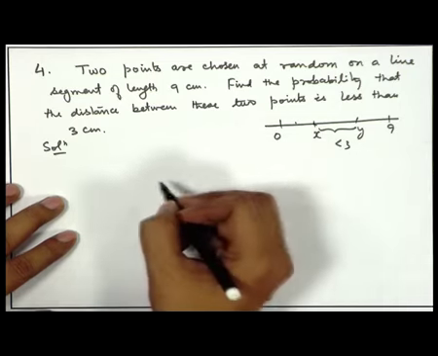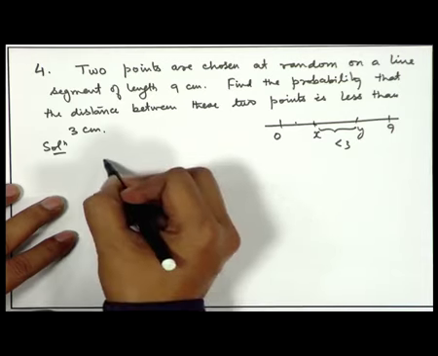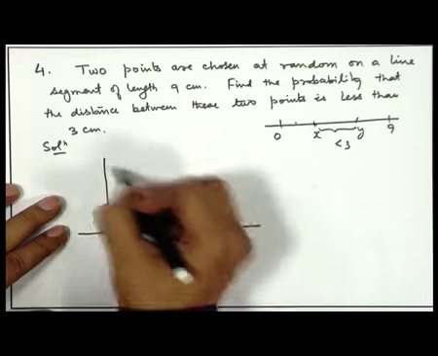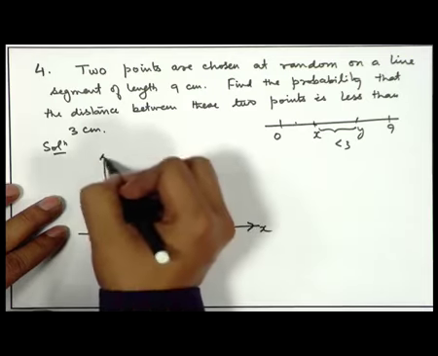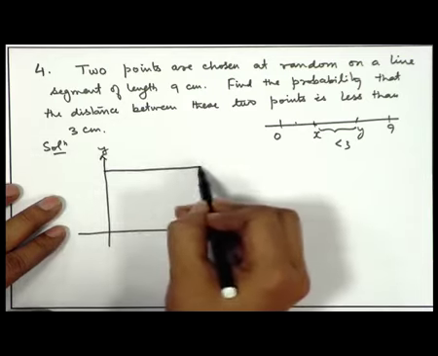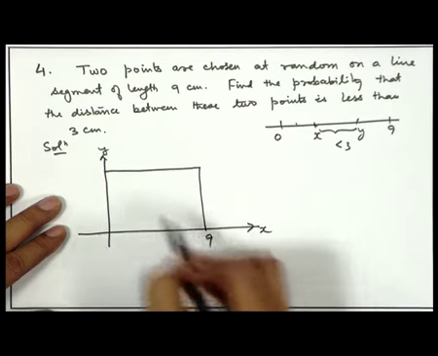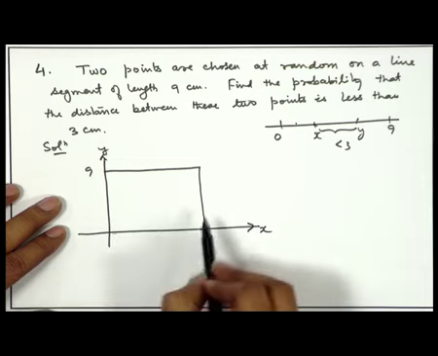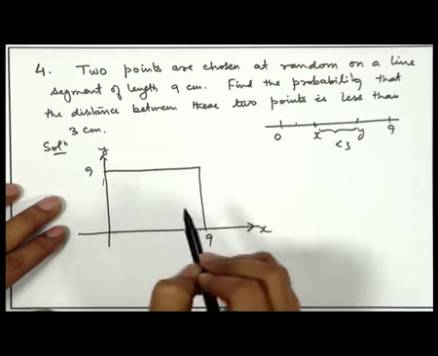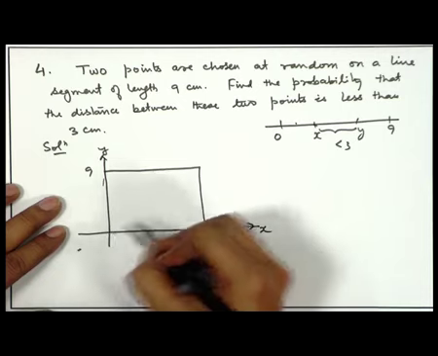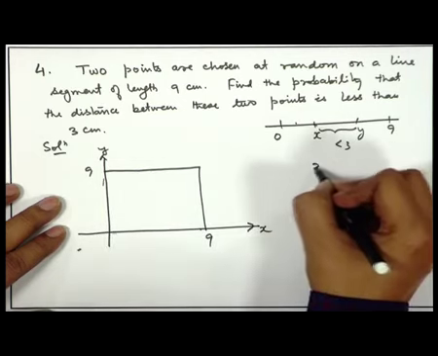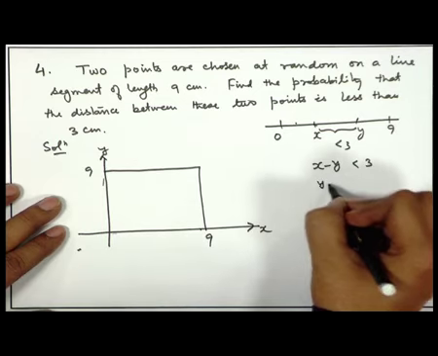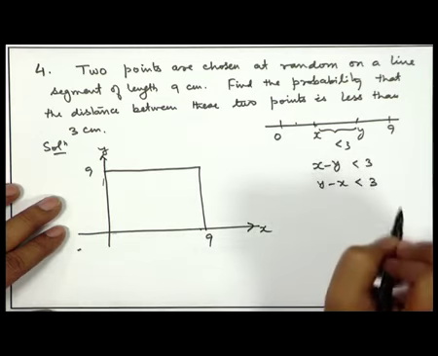So, a better way of looking at it can be, we can plot it in a 2-dimensional plane, and suppose this is x axis, this is y axis, and we consider a square of size 9. That means, on this side you have 9, 9 on this side also, and this is the line. So, we want x minus y to be less than 3 or y minus x to be less than 3.